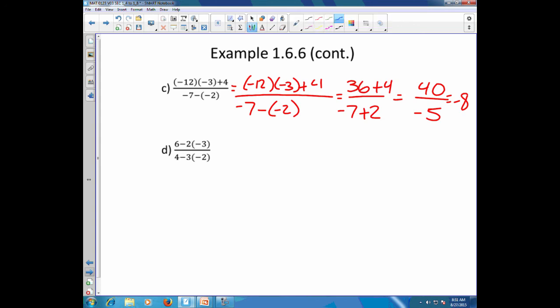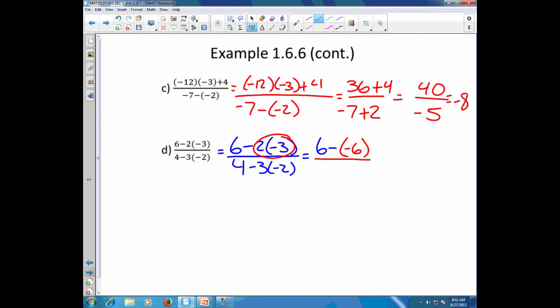And finally, for the last example, we have 6 minus 2 times negative 3, and 4 minus 3 times negative 2. So let's multiply first. 2 times negative 3 is negative 6. 3 times negative 2 is negative 6. And so 6 minus negative 6, well, that's 6 plus 6, which is 12.